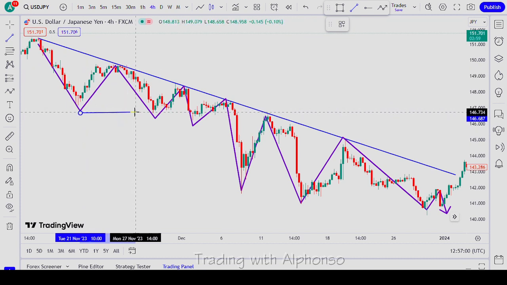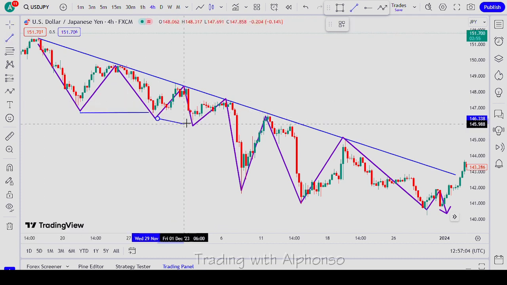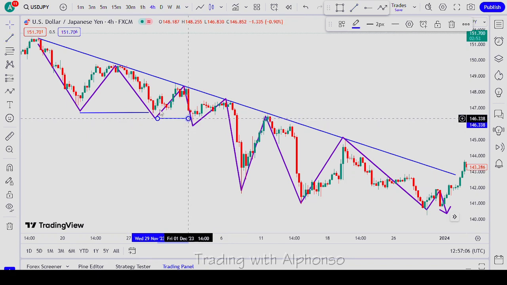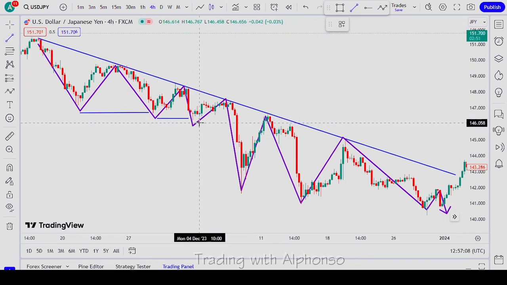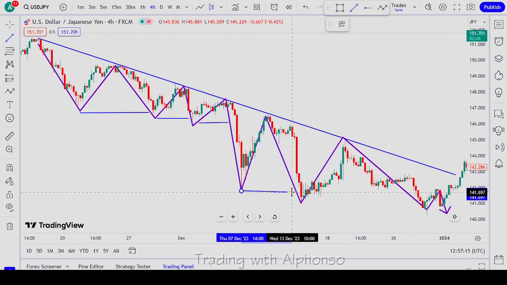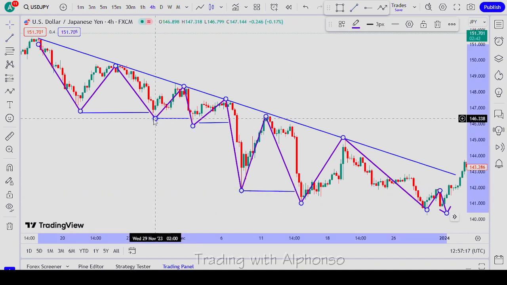Right here, it broke this structural low to the downside. Again, it broke this structural low to the downside. Again, we are breaking structural lows to the downside right here, as you can see. So this is a downtrend market structure.